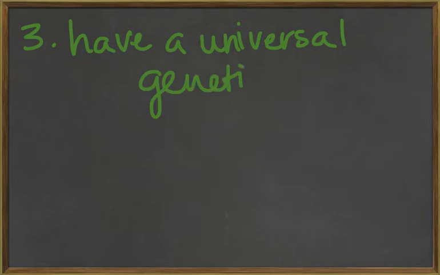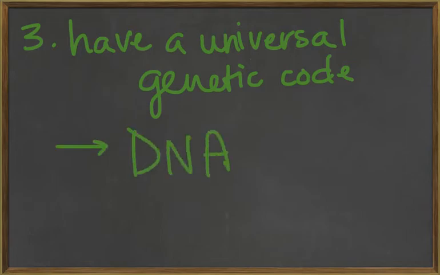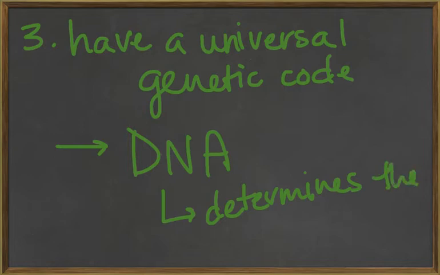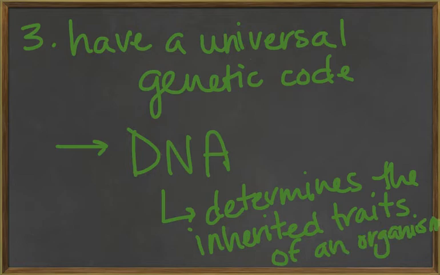The third thing that makes you alive is you have a universal genetic code. And this means DNA. DNA is what determines the inherited traits of an organism. We'll go into this in a little bit more detail, and I'll have some pictures for you for that as well.